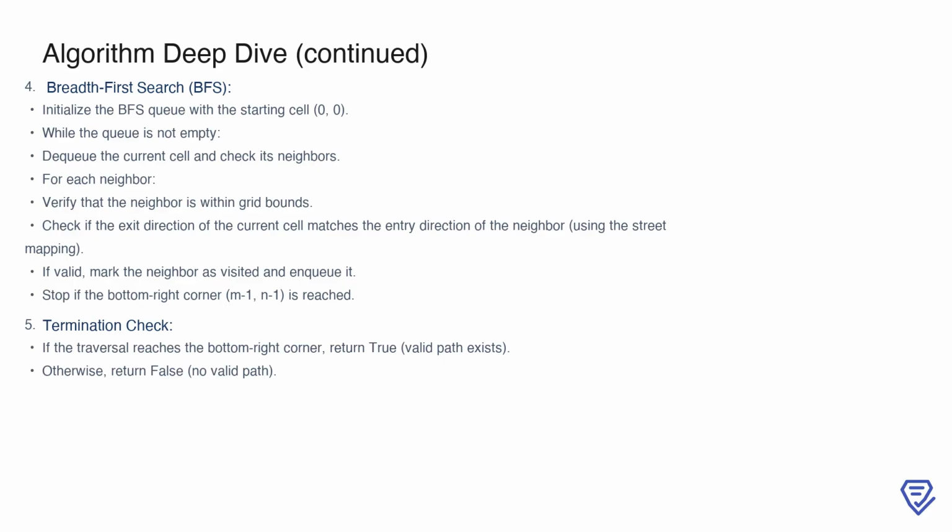The traversal continues until we either reach the bottom right corner, confirming the existence of a valid path, or exhaust all possibilities, indicating that no valid path exists. The termination condition ensures that we return true if the bottom right corner is reached, or false if it isn't.